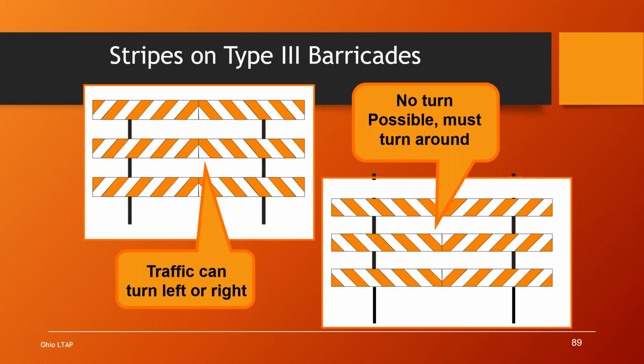And so let's take a look at some other ways to use these barricades with the stripes in mind. The one on the left would show that the traffic can turn left or right in that situation. And the one on the right means there's no turn possible, we must turn around. So that's what we use. That's how your barricade should look when we're closing a roadway or street.